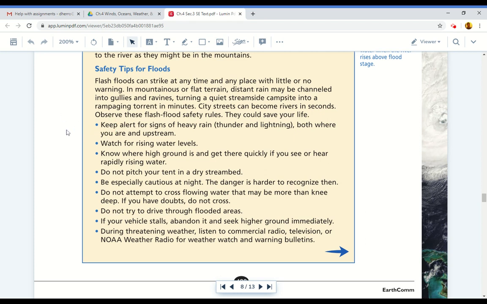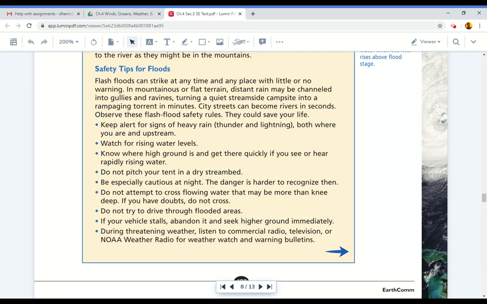Keep alert for signs of heavy rain, both where you are and upstream. Watch for rising water levels. Know where high ground is and get there quickly if you see or hear rapidly rising water. Do not pitch your tent in a dry stream bed. Be especially cautious at night. The danger is harder to recognize then.